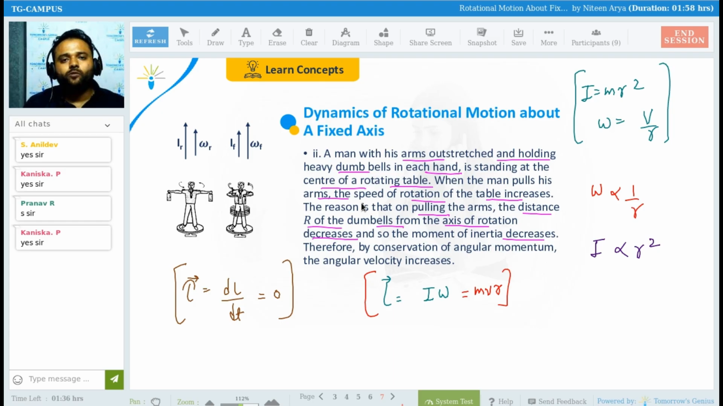So when the man opens his hands or arms, I is going to increase, omega is going to decrease. In the reverse case, if he closes his arms, omega, which is angular speed, is going to increase, and I is going to decrease. Is this clear, everyone? And that is what is written over here. Clear now, everyone? Clear, beta? Should I move ahead?